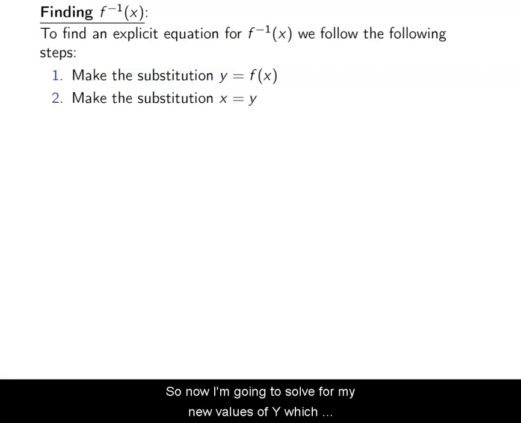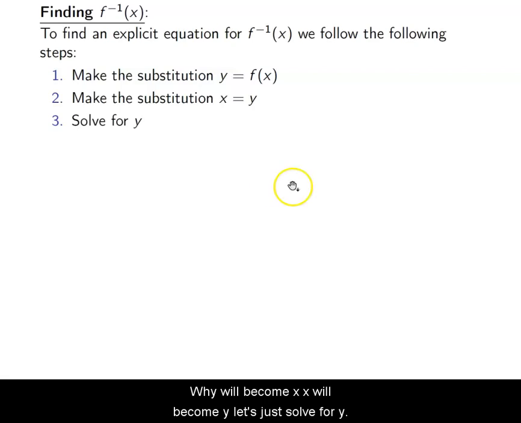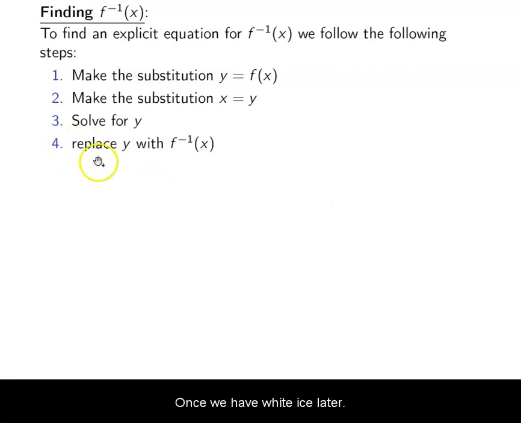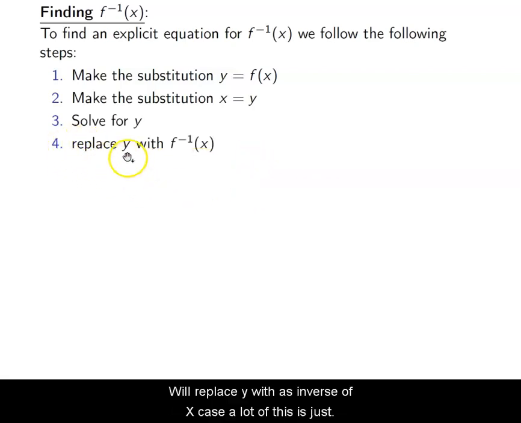So now I'm going to solve for my new values of y, which used to be my inputs. Just to keep it simple, since we're used to solving for y's, isolating y equals this is my function. That's what we're going to do. Y will become x, x will become y, and let's just solve for y. Once we have y isolated, we'll replace y with f inverse of x.